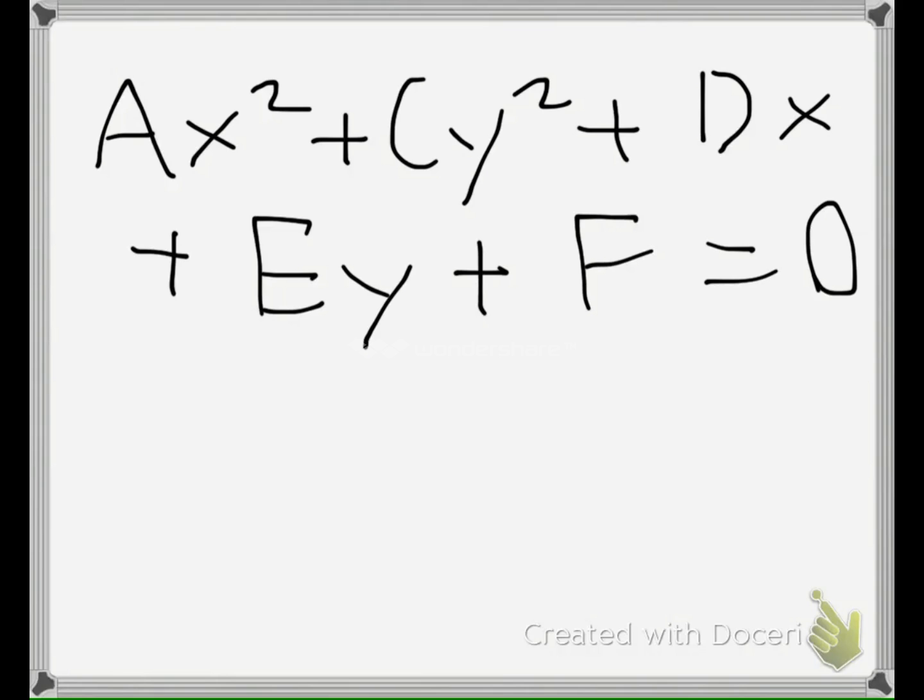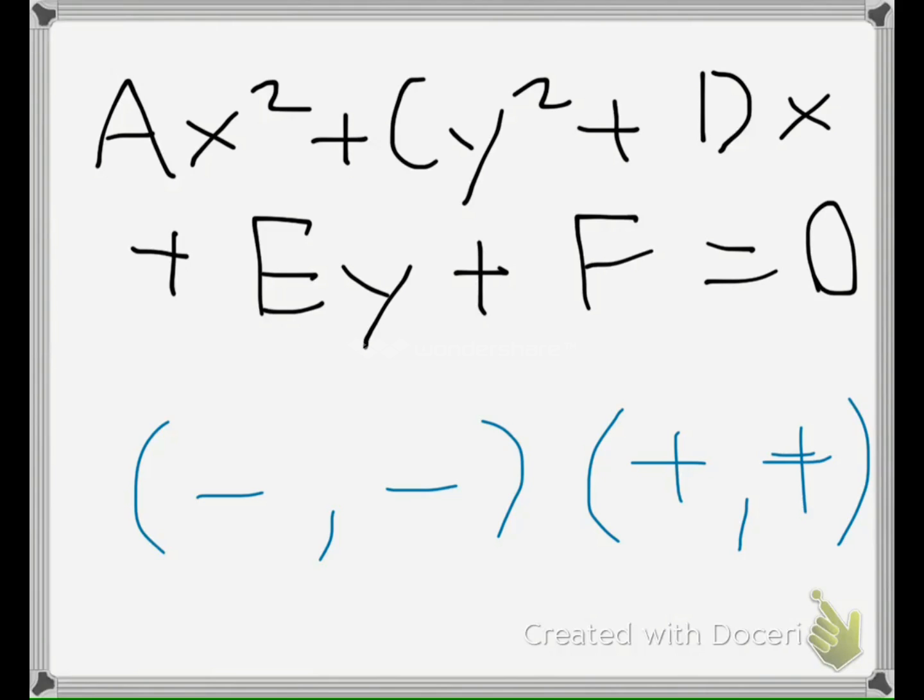So how can we determine if the equation is an ellipse? Well, there are some ways we can look at it. First, we have to look at the a and c values. The a and c values have to have like signs. For example, it can be negative, negative, or positive, positive. Remember that the c value is always the number before y squared. And when we determine that it's negative, negative, or positive, positive, we have to look at the second step.